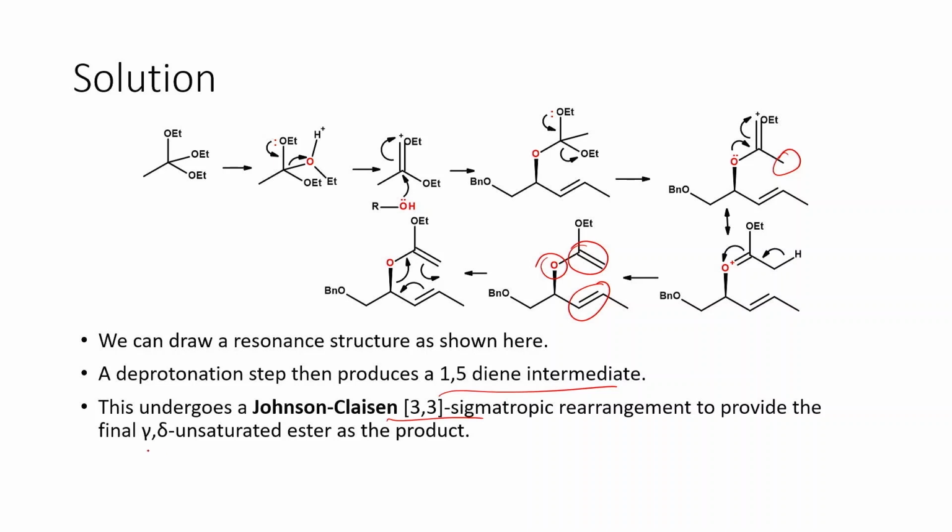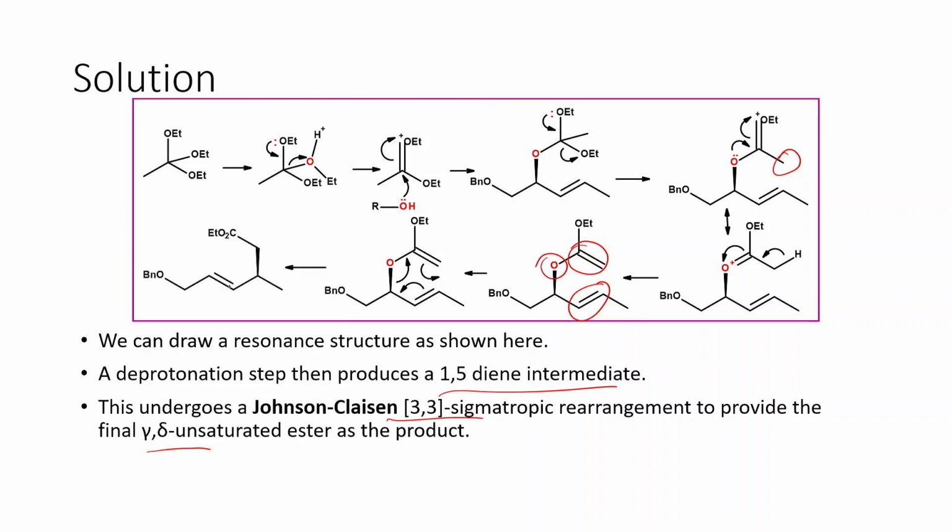So that leads to a final product, that is the gamma delta unsaturated ester is formed. So this is our final product. This can be formed only from this particular corresponding alcohol unit. So that is how we can actually find out whether the option A, B, C or D, that is the starting material, is correct.